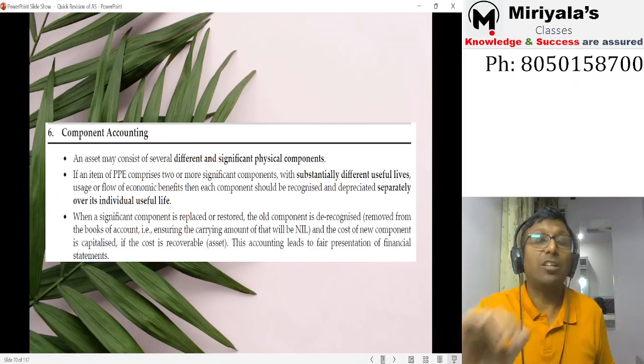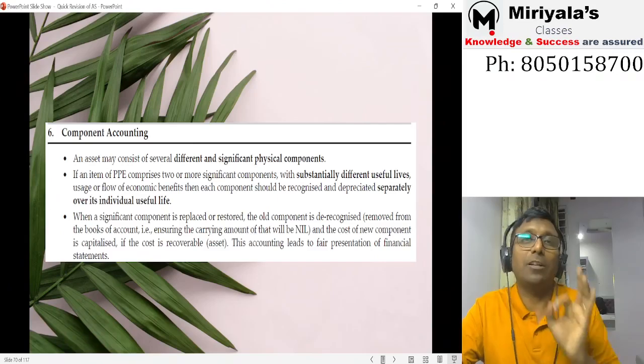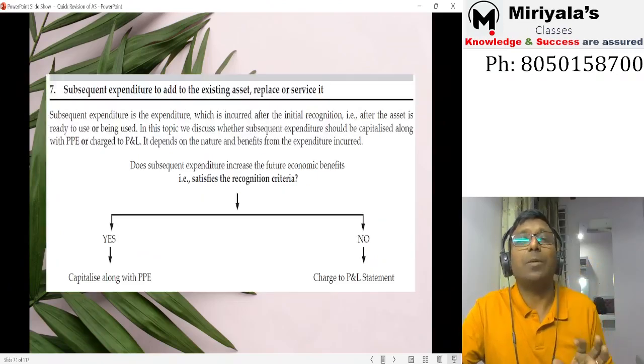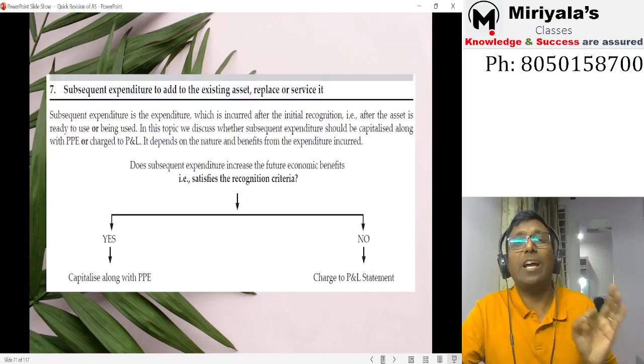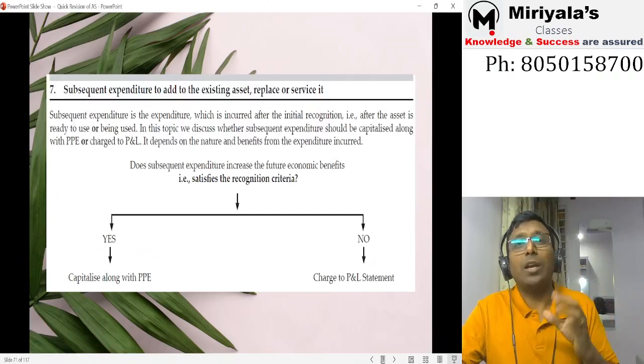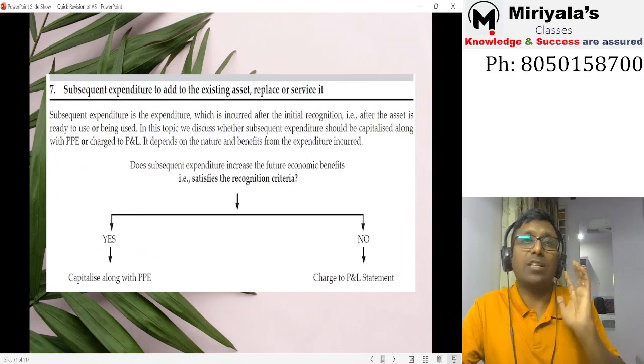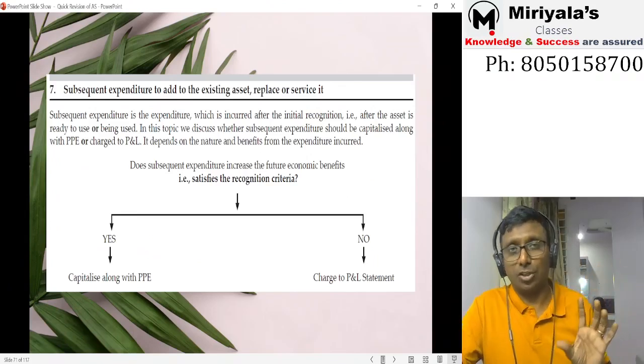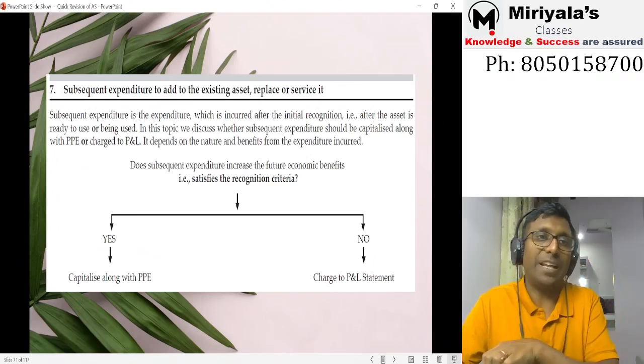That is component accounting. Each significant part of the asset should be recognized separately, and you should use different useful lives and different methods of depreciation. Right. Now, we are done with the initial recognition. Let's get into subsequent expenditure.